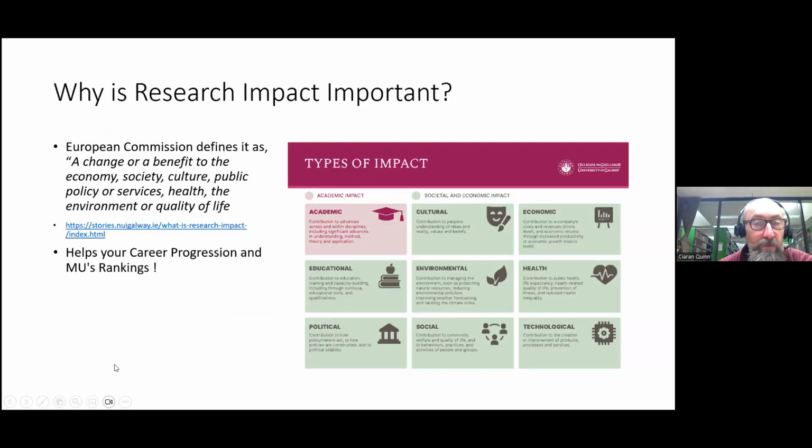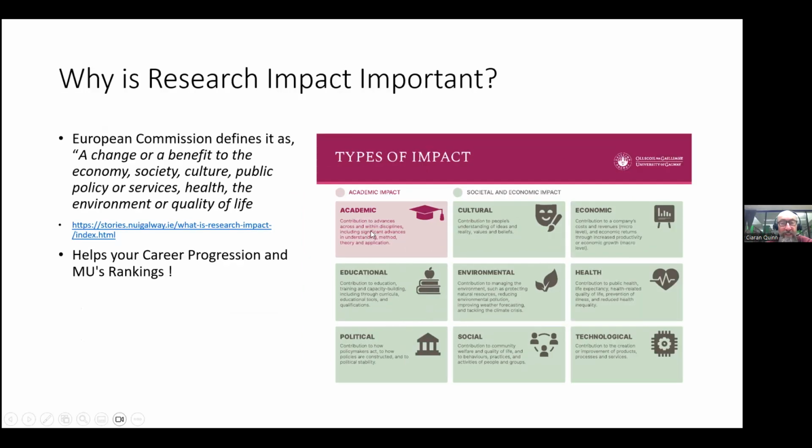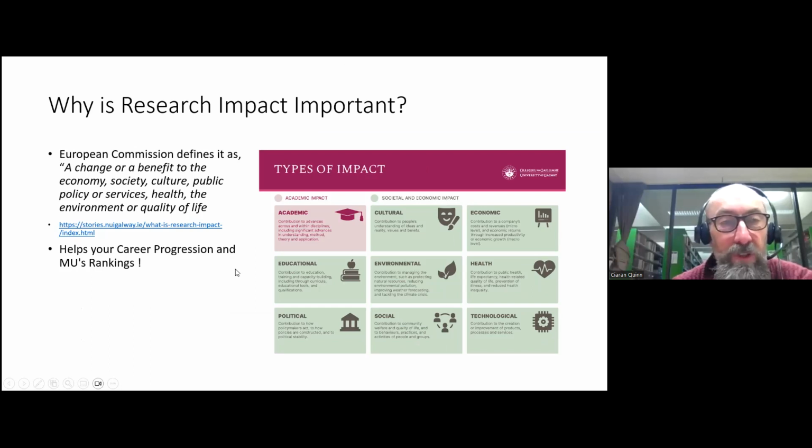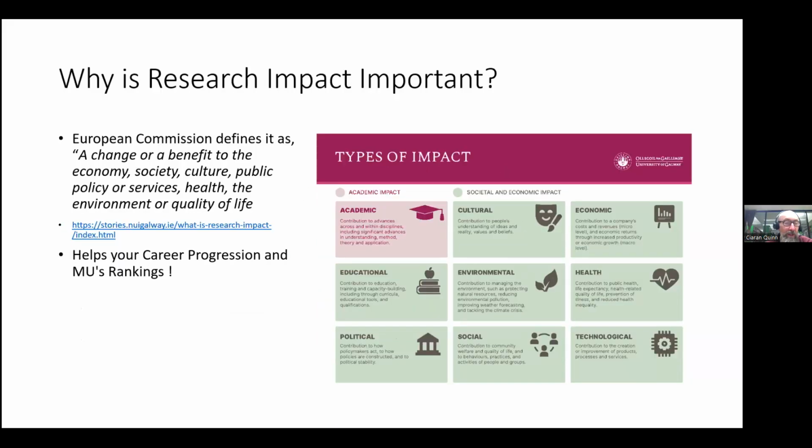Why is research impact important? So, lots of reasons. I suppose what you're more used to is the academic one, but increasingly there's this pressure from funders to be able to show the broader impact you're going to have. So, for example, the benefit to the economy, society, culture, public policy or services, health, environment, or quality of life. So that's broader cultural, societal, community impact, apart from the regular academic one, which would be based around citation and impact. And of course, high impact is going to help your career progression and MU's rankings as well. So lots of benefits to be had from maximizing your research impact.